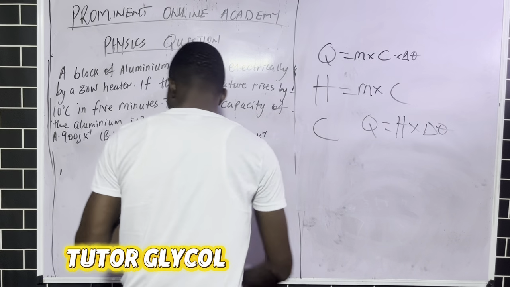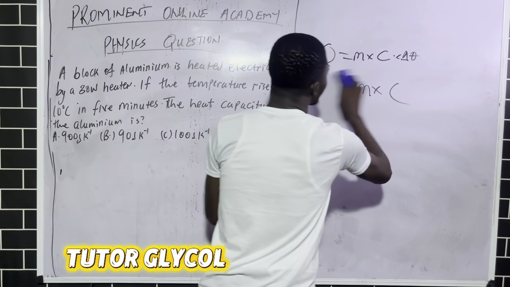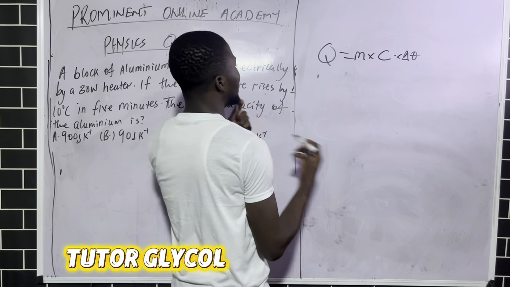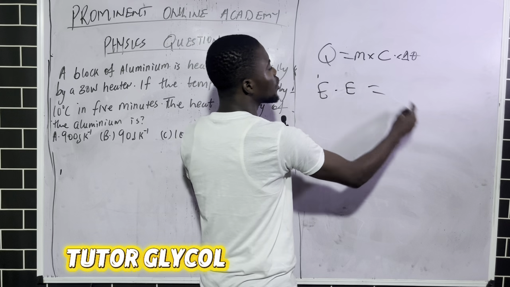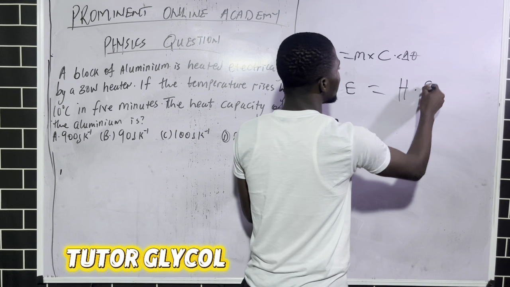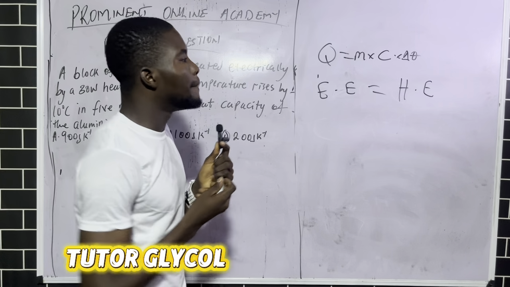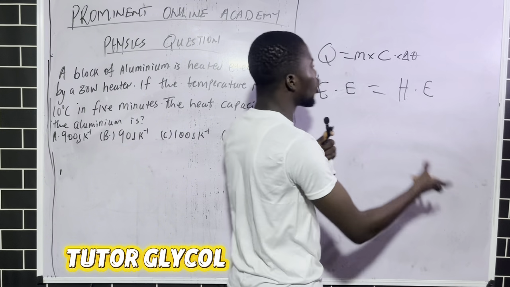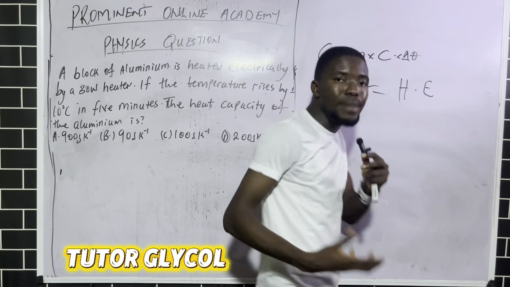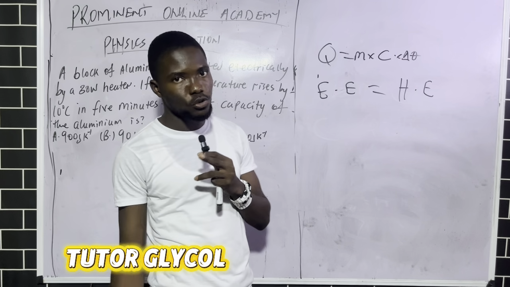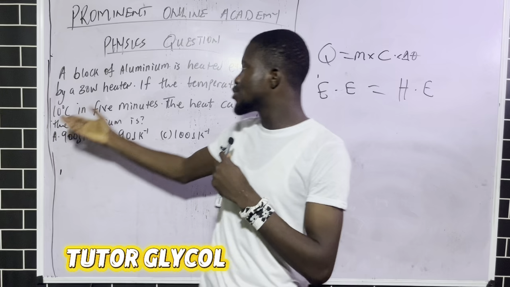So I'll simply say something like this: my electrical energy, EE, is equal to what? My heat energy, HE. What does this mean? It means that my water was able to boil because some amount of electrical energy was converted to heat energy, and this heat energy made the water boil or made the water hot. Are you following me now? That's what this question is addressing.